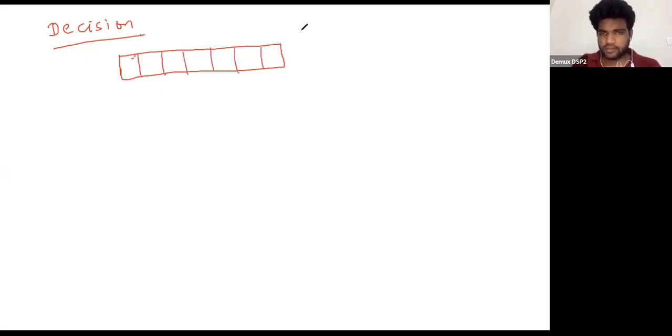This is the house. This is the total house that I am. Now listen to this decision very carefully. This is needed in a lot of cases. So let's say the robber is here.